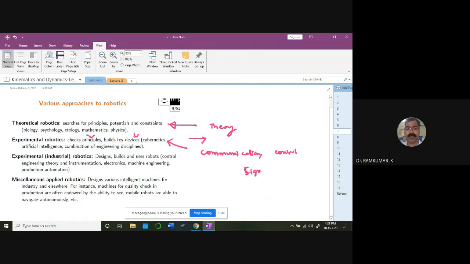Signal processing. Artificial intelligence is a combination of various engineering disciplines coming together, including experimental robotics. Industrial robots are also a domain that is coming up. Many of the manufacturing industries nowadays are into robots. They are buying these robotic components. All these fields: control, instrumentation, electronics, machine engineering, production automation, everything is coupled together.